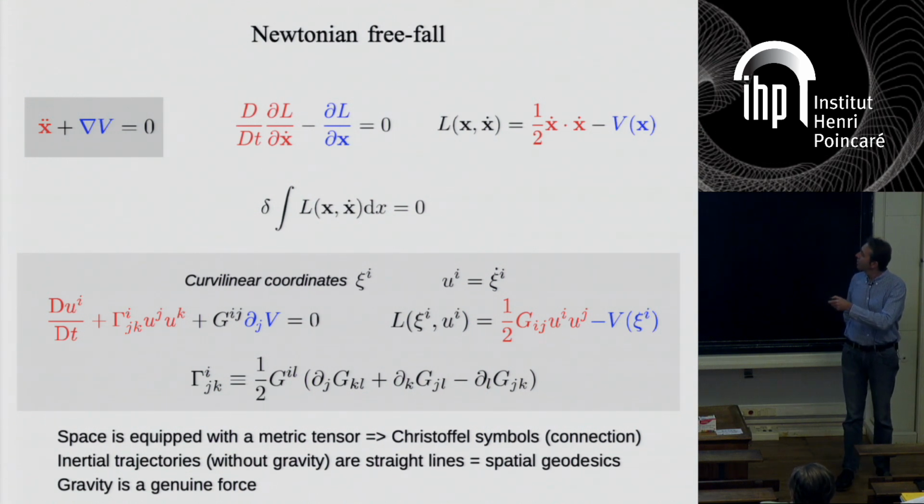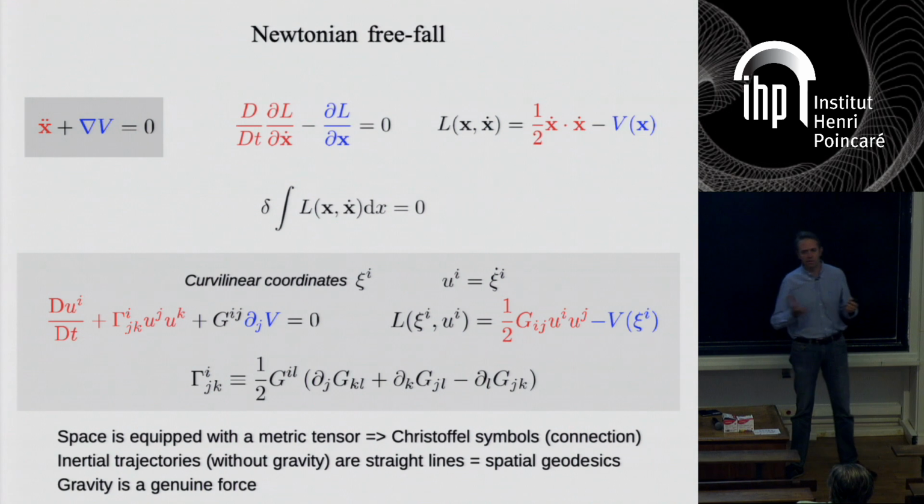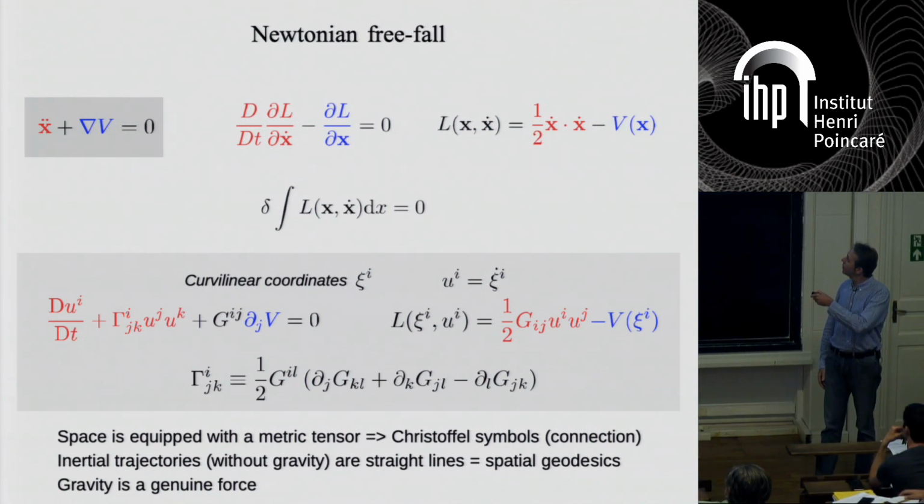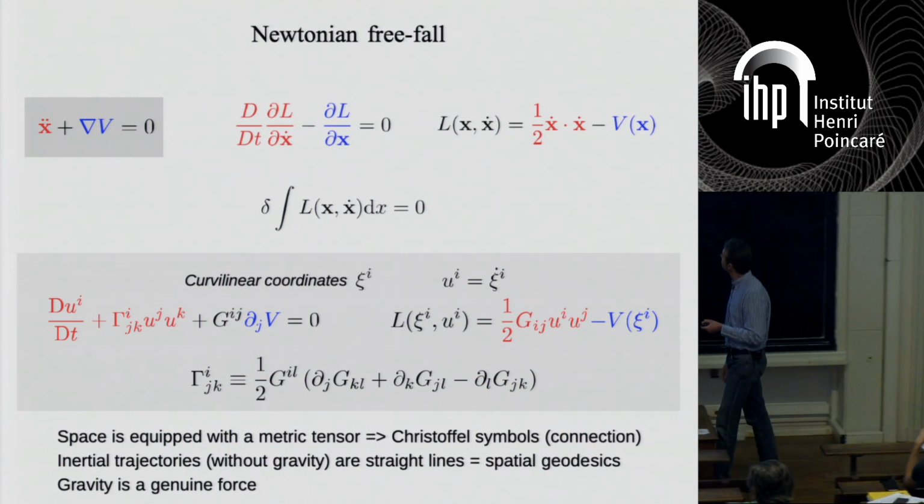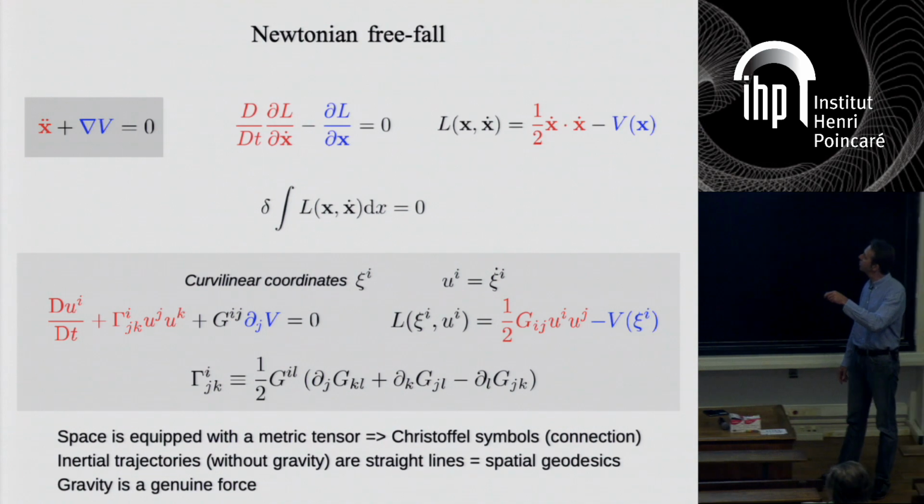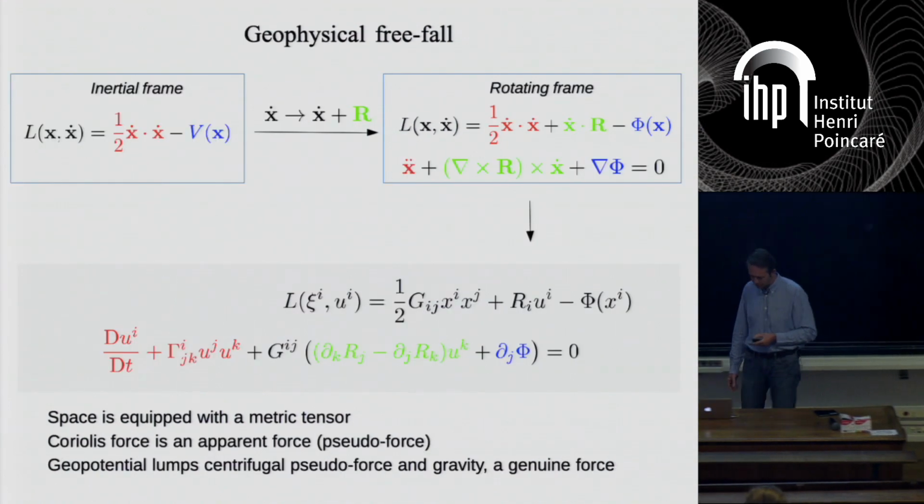So what we can say about this setting is that space is not empty, right? Space is equipped with a metric tensor. For certain choices of coordinates, the metric tensor is just diagonal. These are the Cartesian coordinates. In that case, the Christoffel symbols are 0. But in general, we have Christoffel symbols. And we have a notion of inertial trajectories, and they are straight lines. They're geodesics of the metric, of the spatial metric.